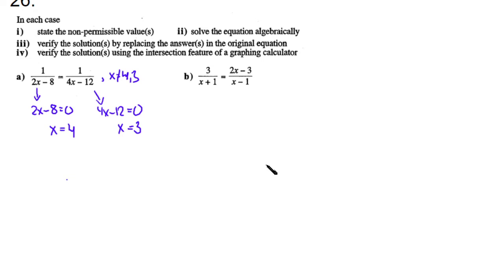Now we're going to solve this one. I'm going to start by moving the right-hand side expression over to the left-hand side by subtracting it from both sides. So I'm left with, on the left-hand side, 1 over 2x minus 8, minus 1 over 4x minus 12, equals 0.